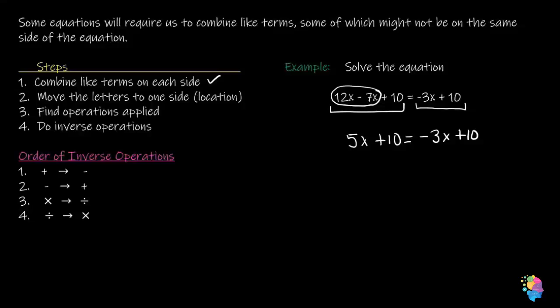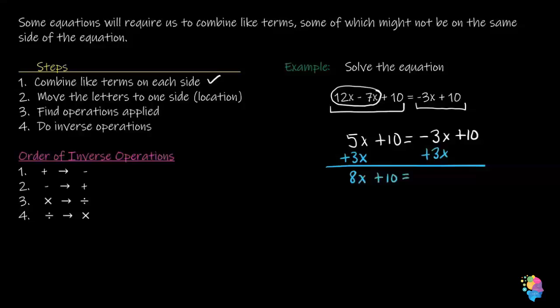So on the right side, I have minus 3x. The opposite of subtraction is addition. So I add 3x to both sides. From left to right, 5x plus 3x, that gives me 8x. Don't lose the 10 or the equals.